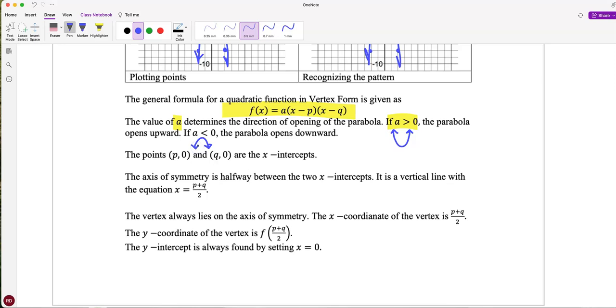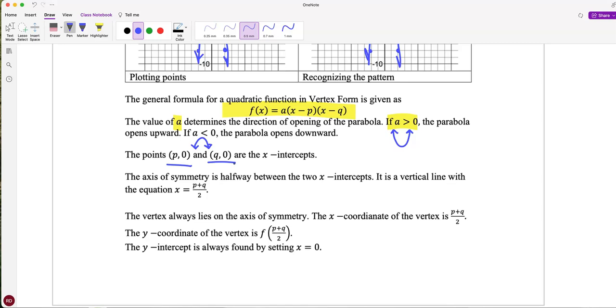Now, where is this thing? Where will the y value be 0? When x is p, this becomes a 0. When x is q, that becomes a 0. So p, 0 and q, 0 are my x-intercepts.